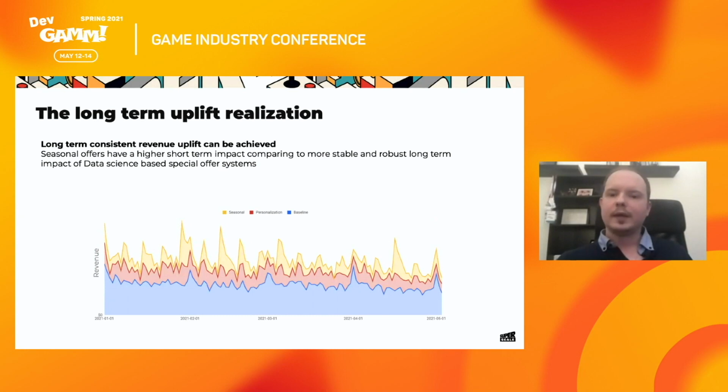What it means in practice is that we have a blue area on this graph, and on top of that we have a special offer system which increases that baseline revenue in a long-term and robust manner. After we put on top of that seasonal offers or live ops that have new content, it creates these kinds of spikes. But that robust part, the red part, is always very much long-term.